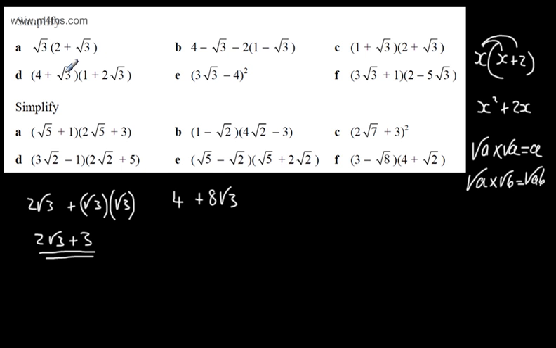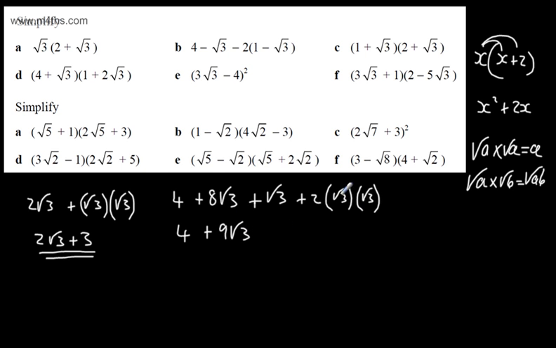It's exactly the same as surds. I'm going to have 1 lot now, so plus 1 lot of root 3. And then I'm going to have 1 times 2, which is 2, plus 2 lots of root 3 times root 3. So if I look now, I can write this as 4, I've got 8 lots of root 3 plus 1 lot of root 3. Now if I added £8 to £1, I'd have £9. So I've got plus 9 root 3.